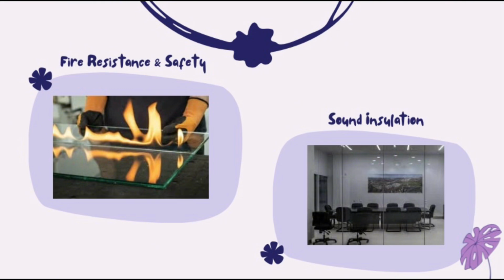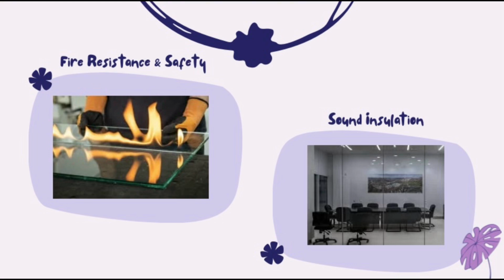Tempered and laminated glass can withstand high temperature without shattering dangerously, making them much safer during fire. Additionally, fire-rated glass acts as a barrier, helping to stop the spread of flames and smoke during emergencies.